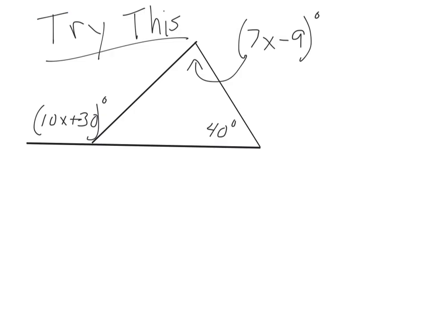So here's a problem that I'd like you to try. You've got an exterior angle, 10x plus 30 degrees, and remote interior angles of 40 degrees and 7x minus 9 degrees. I want you to solve for x and then find the measures of these two angles.